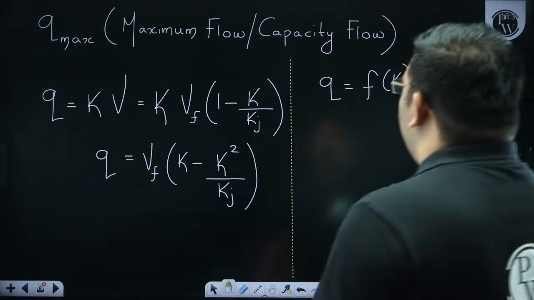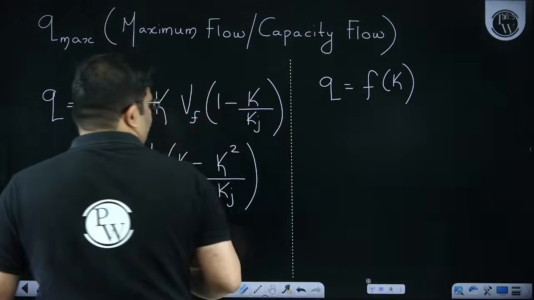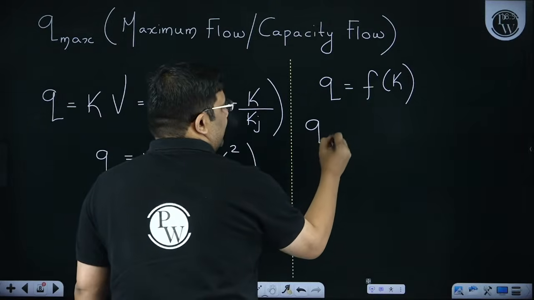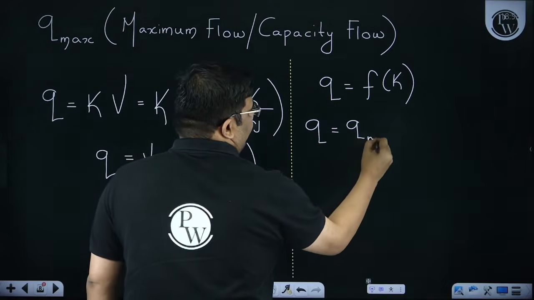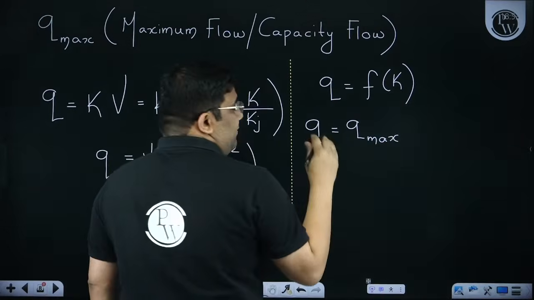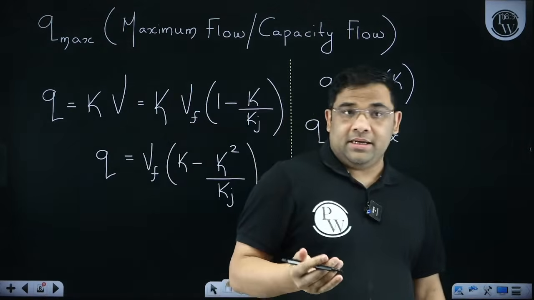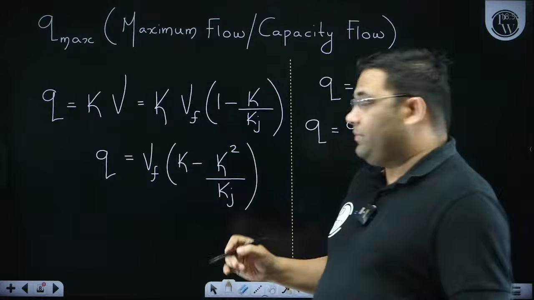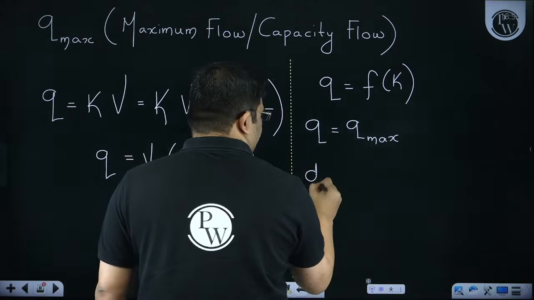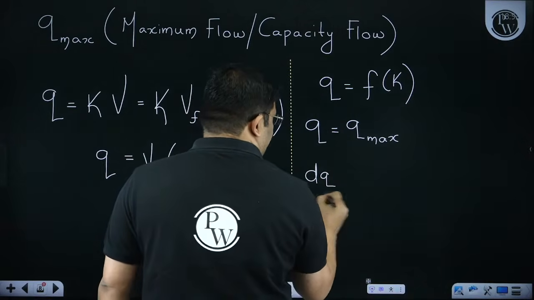Now when I want to maximize Q, so for Q is equal to Q max, what we know is that when you want to maximize something, then the differentiation of that function with respect to the variable K should be 0.